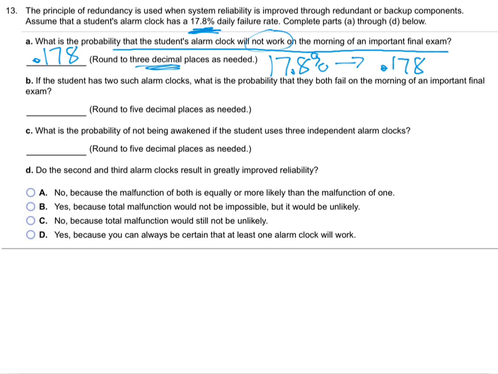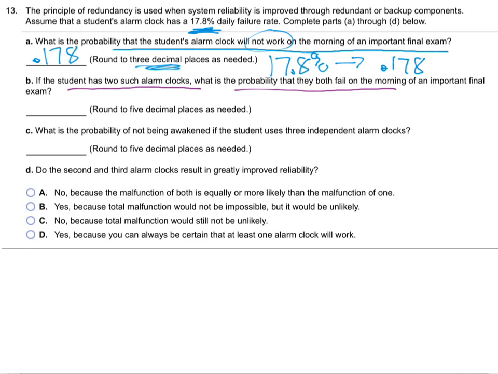Okay. So part B. If the student has 2 such alarm clocks, what's the probability they both fail? All right, so here's a new question. We're going to do something new here. We're shifting gears for 13, 14, 15, 16, 17. These last ones, we're going to answer all these same kinds of questions. And that's basically when you put 2 things together, how does the probability work? And the answer is you multiply them. That's what you actually do.